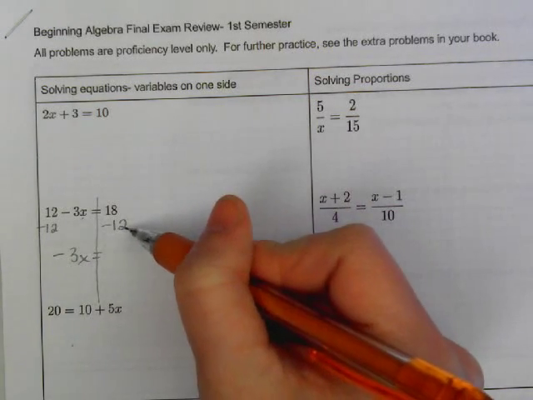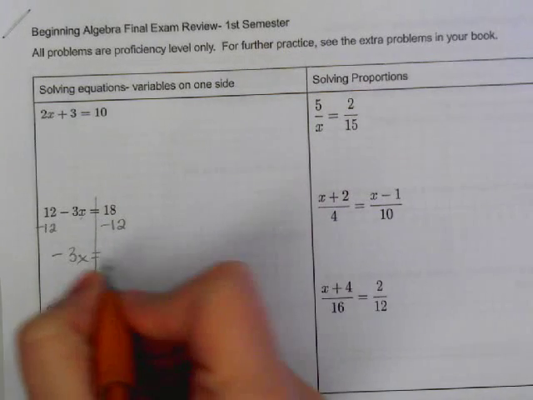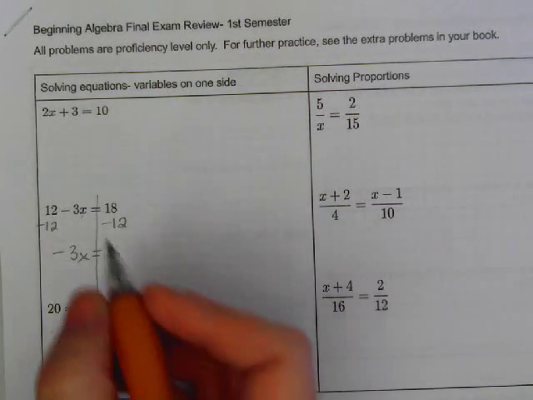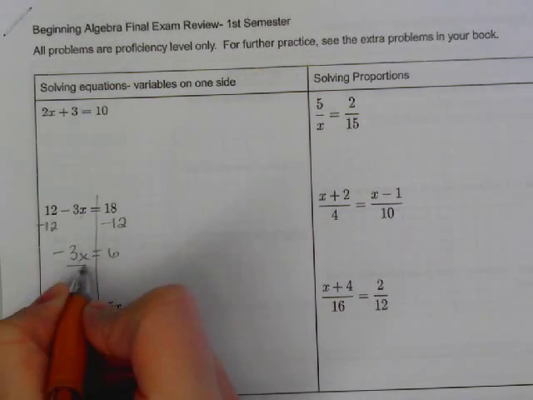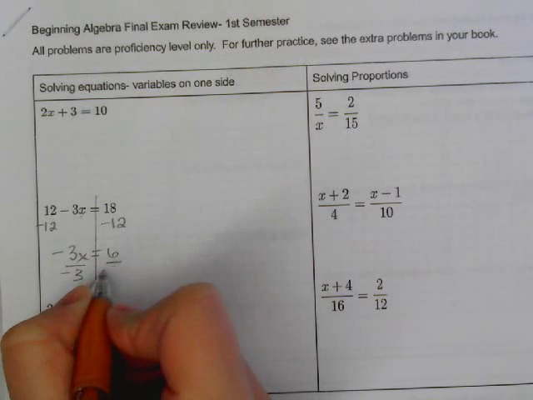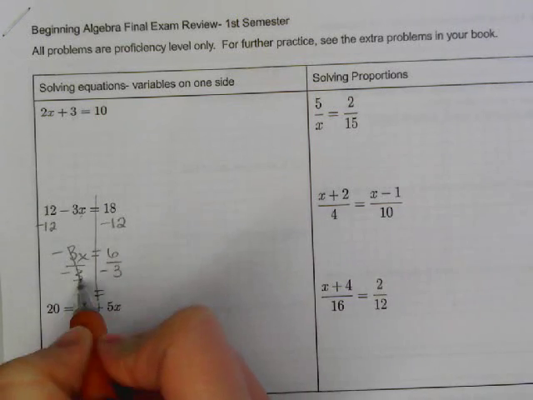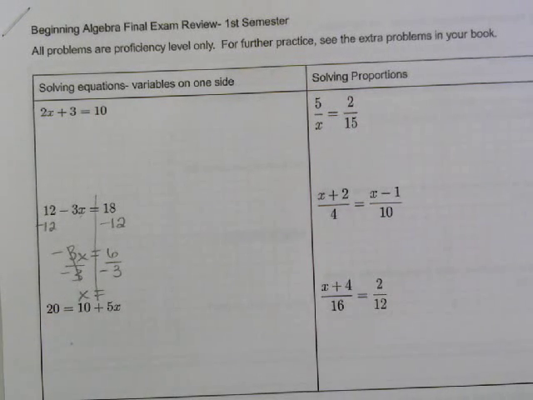Divide it by negative 3. So I have x equals, what is 6 divided by negative 3? Negative 2. So that's my answer. So we're just solving for x here? On that first box, we are just solving for x.